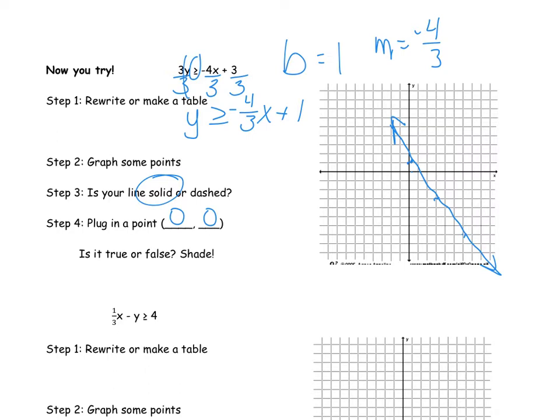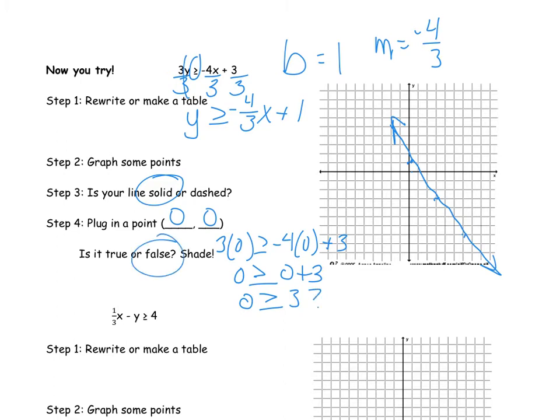I'm going to plug it back into the original equation. 3 times 0 is greater than or equal to negative 4 times 0 plus 3. All right, 0 is greater than or equal to 0 plus 3. Is 0 greater than 3? No, false. So we don't shade that side. We shade the other side that 0, 0 is not on.